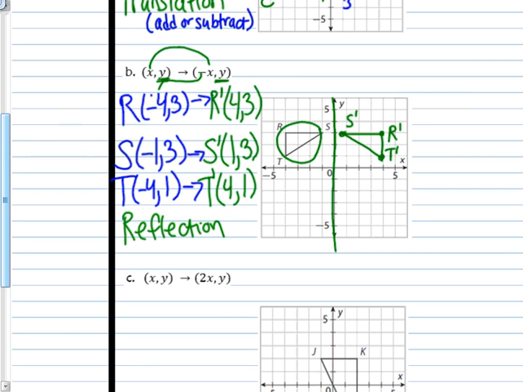Now, if by chance the x would have stayed exactly the same and just the y sign would have changed, that would have been reflecting it across the x-axis. Okay? So this again is called a reflection, and it reflected across the y-axis. Okay, now we're going to move on to letter C.